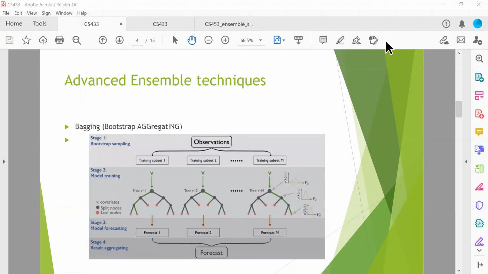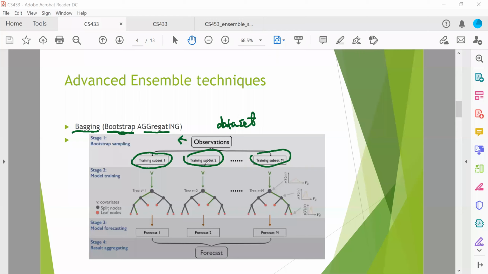And advanced, here we have the word bagging. Bagging comes from bootstrap aggregating. So it has aggregating, but it has bootstrap. The idea is, over here, you have observations, that's your whole data set. And then you pick some training subset, so you construct a different training subset.